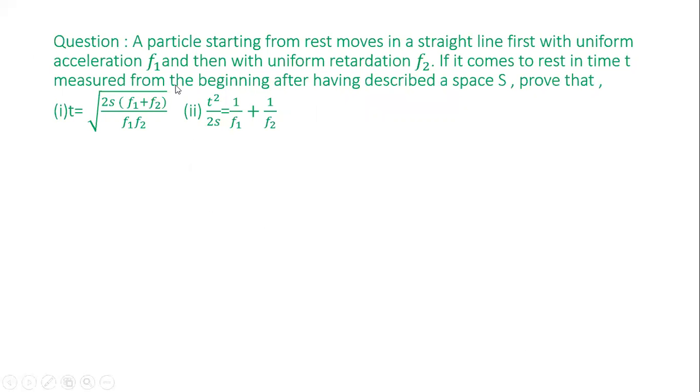Now we discuss another problem, which is very important. Question: a particle starting from rest moves in a straight line, first with uniform acceleration f1 and then with uniform retardation f2. If it comes to rest in time t measured from the beginning after having described a space s, prove that t equals the square root of 2s (f1 plus f2) by f1 f2, that is, t square by 2s equals 1 by f1 plus 1 by f2.